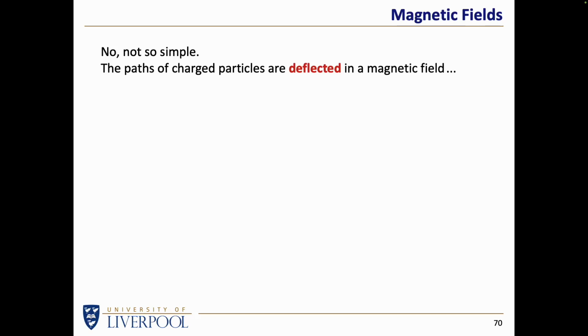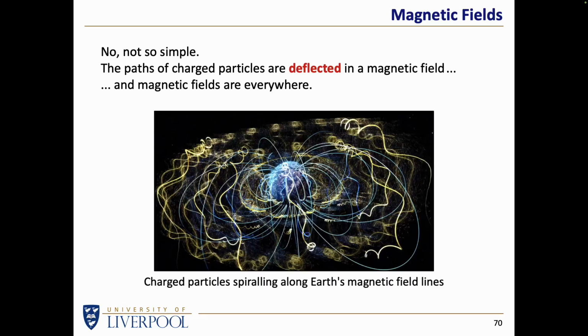Mainly because we're dealing with charged particles here, and charged particles are deflected by a magnetic field. And unfortunately, magnetic fields are pretty much everywhere. We know that the Earth is surrounded by a magnetic field, and we know that relatively low energy particles can end up spiraling around the Earth's magnetic field lines, which is why they end up getting channeled to the North and South poles and give us aurora every once in a while. So we know that's a problem.